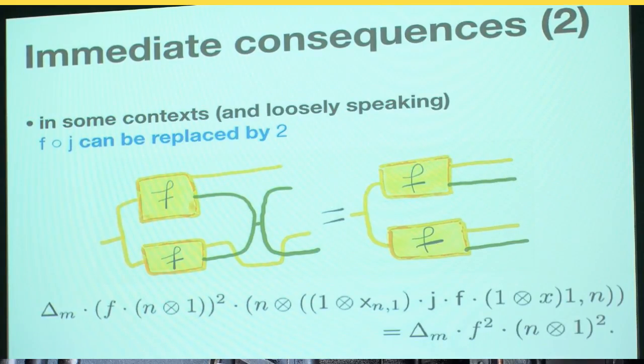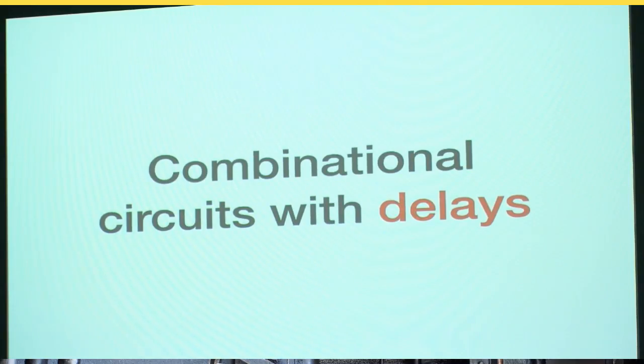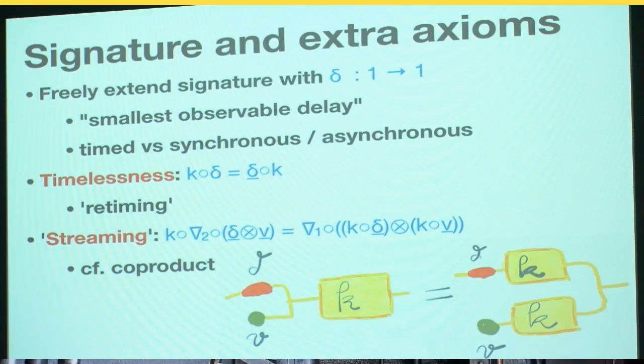Because these can be reduced to just values eventually in any context. Right, now let's extend our language of circuits by adding delays. There are several ways in which you can deal with delay, but probably a simple and interesting enough way is just to look at it as a special morphism with 1 input and 1 output, which you can think of as the smallest observable delay in your circuit.